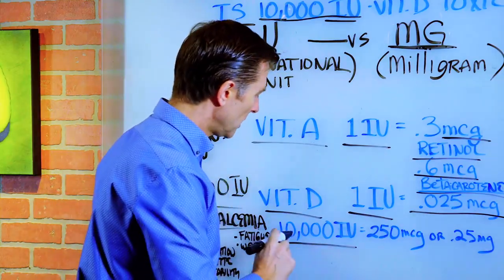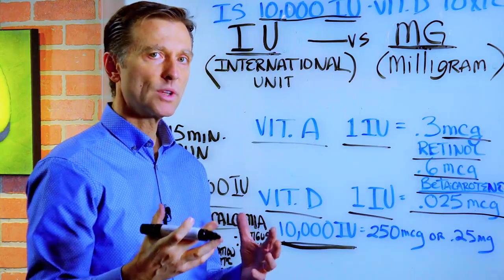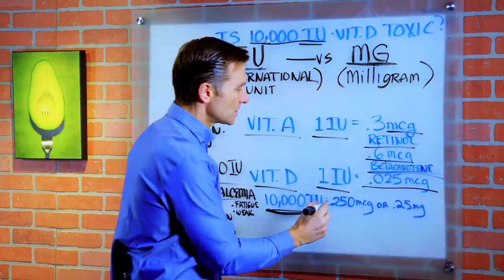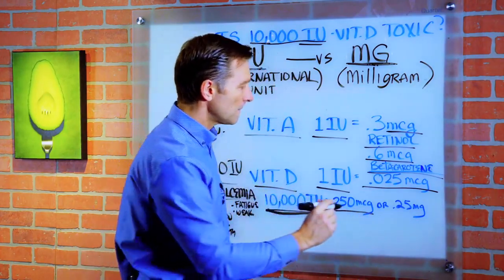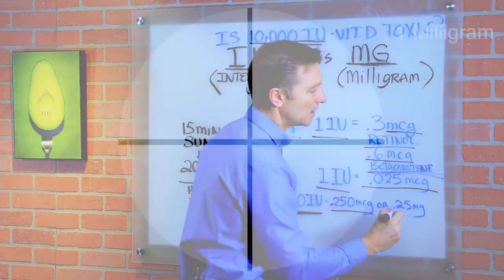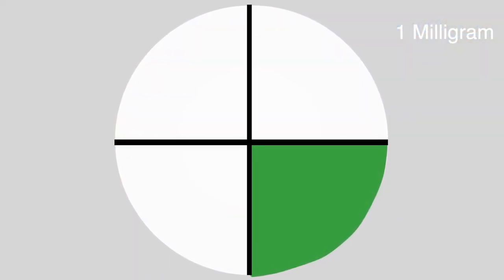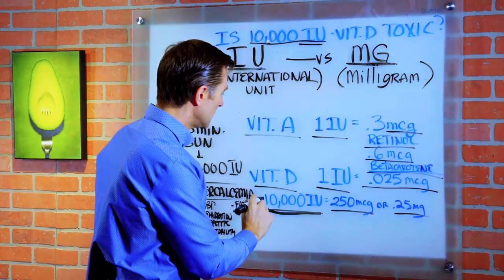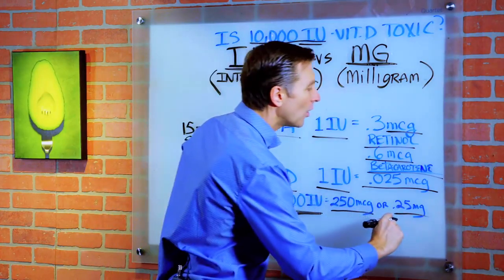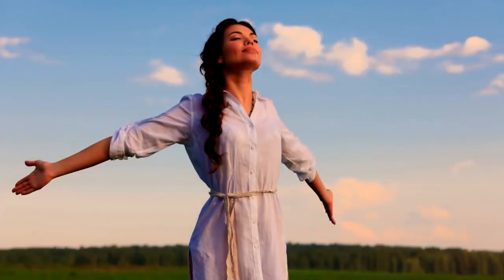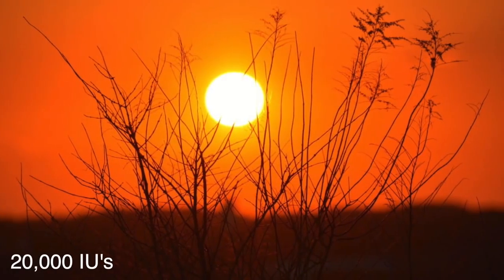Let's just take, for example, 10,000 international units of vitamin D. What does that really come out to in milligrams? It's going to be 250 micrograms, not milligrams, or 0.25 milligrams. That's a quarter, 1/4 of just one tiny milligram. Okay? So you would need 40,000 IUs of vitamin D to equal one tiny milligram. I mean, 15 minutes in the sun will give you 20,000 IUs of vitamin D.